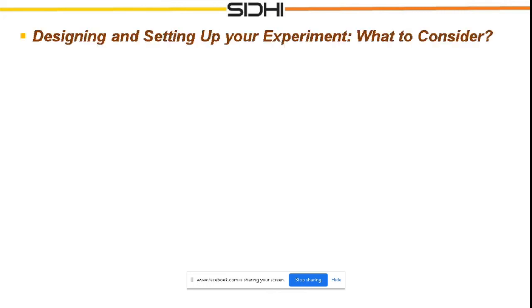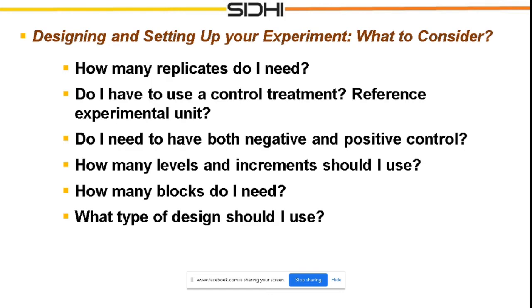Now, what do you need to consider when you design or set up your experiment? Now you know the types of design based on the objectives and the types of design based on laying out your treatments and your experimental units. Now, what do you need to consider, especially when you're trying to decide how many replicates you need? Do you need a control treatment, or a control experimental unit, or do you need both?